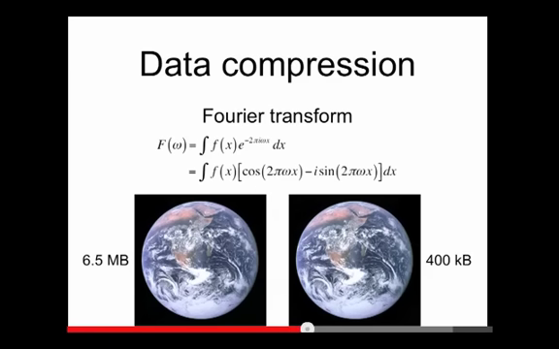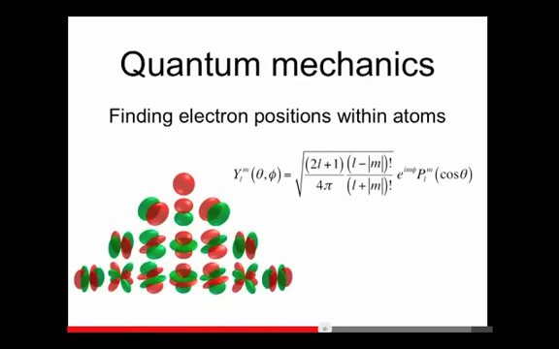One way to compress data is to use a Fourier transform, which is shown here, along with its cosine and sine terms. Quantum mechanics is littered with trigonometry. If you want to find electron positions or orbitals within atoms, some of which are displayed here, you would want to use spherical harmonics, which involve cosines.